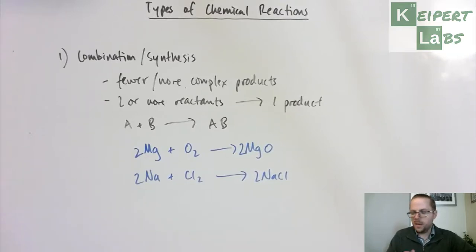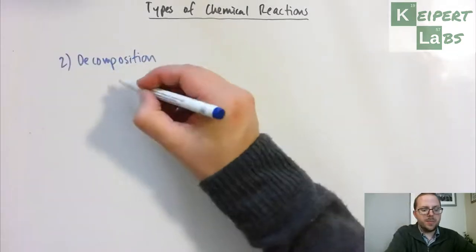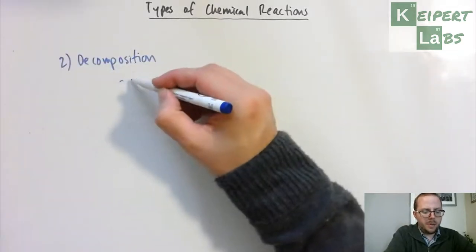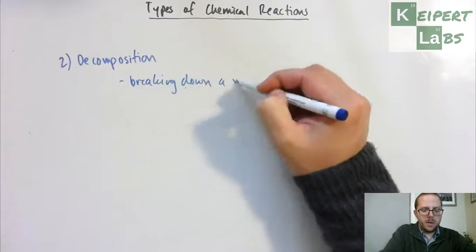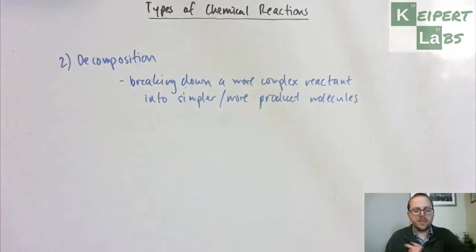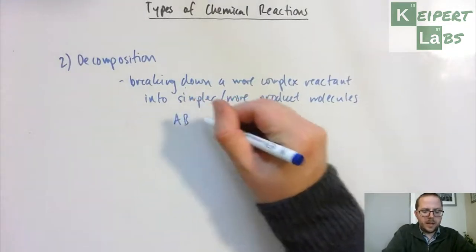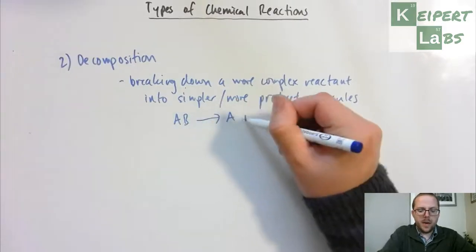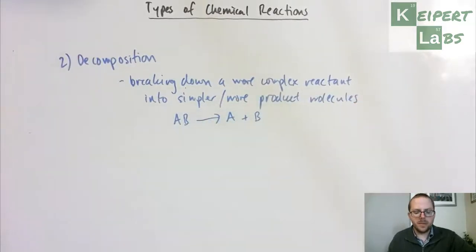Now we're going to have a look at decomposition. The essence of the decomposition reaction is that we are breaking down a more complex reactant into simpler or a greater number of product molecules. So we might see, starting off as AB, breaking into A and B as separate elements, as a general label.